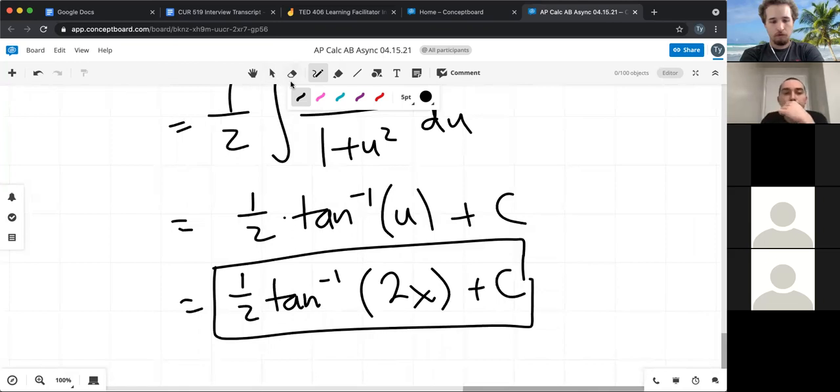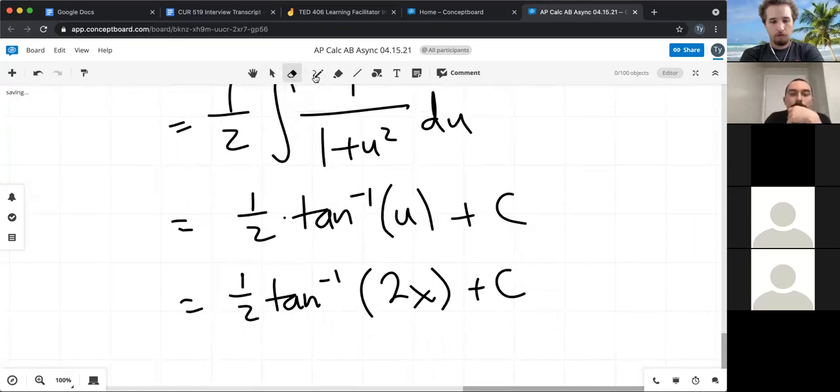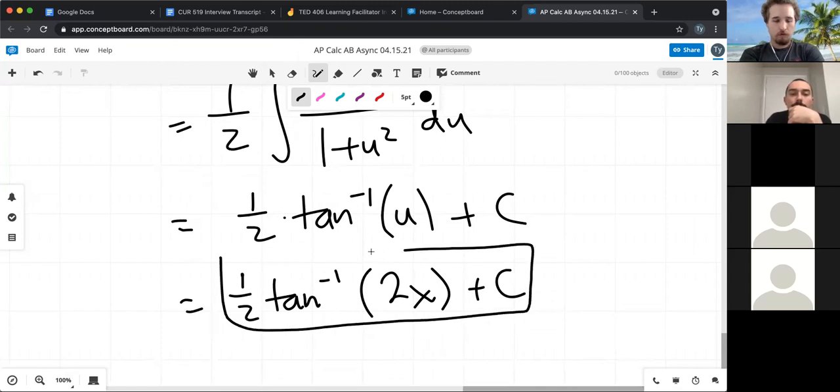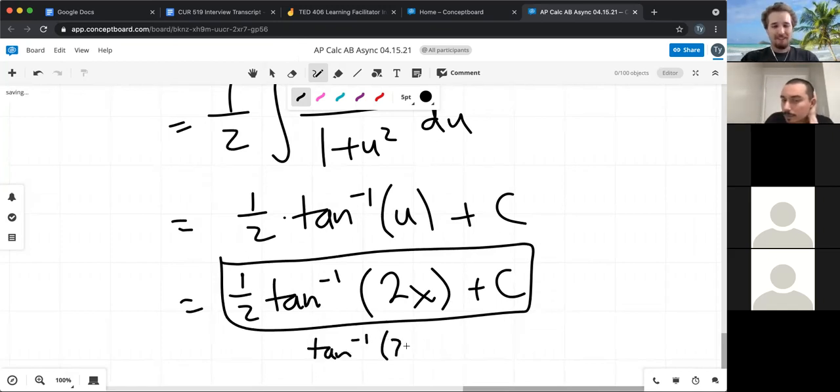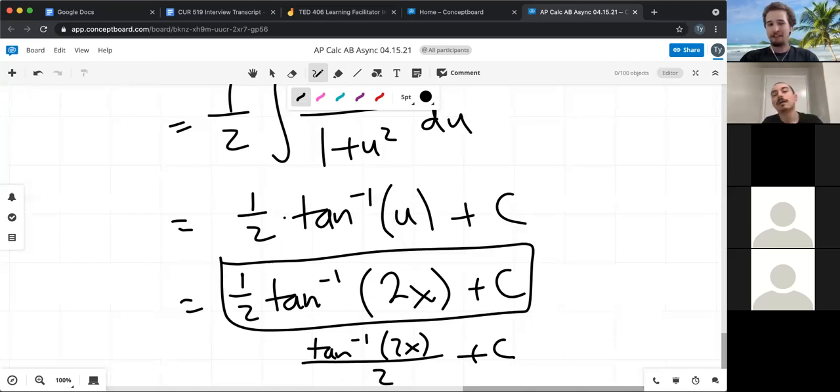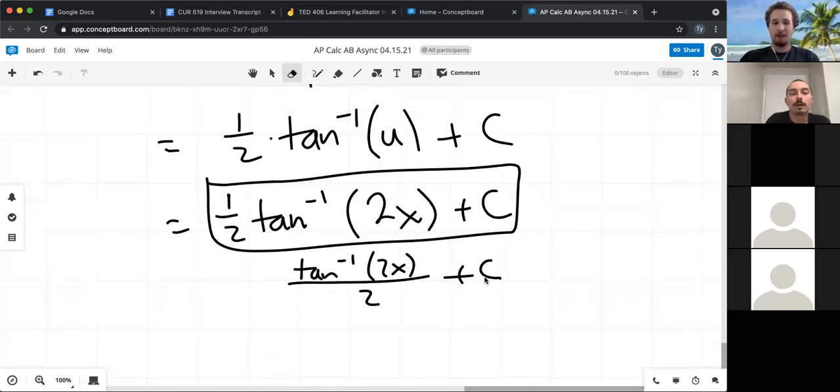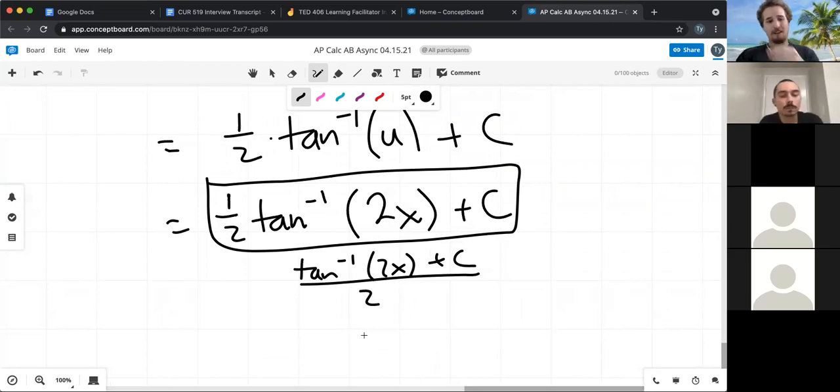Can't you leave it as tangent power of -1 2x plus c all over 2? Could you repeat that? Can't you make it all over 2? That's a good question. Like this? Yeah. Yeah, sure. So what he's asking is, why isn't the plus c over 2? Right? Because the 1/2 isn't outside the entire integral. That is a great question. I thought about bringing that up. You mean this? I think that's what you're saying, right, Javi? Yeah.